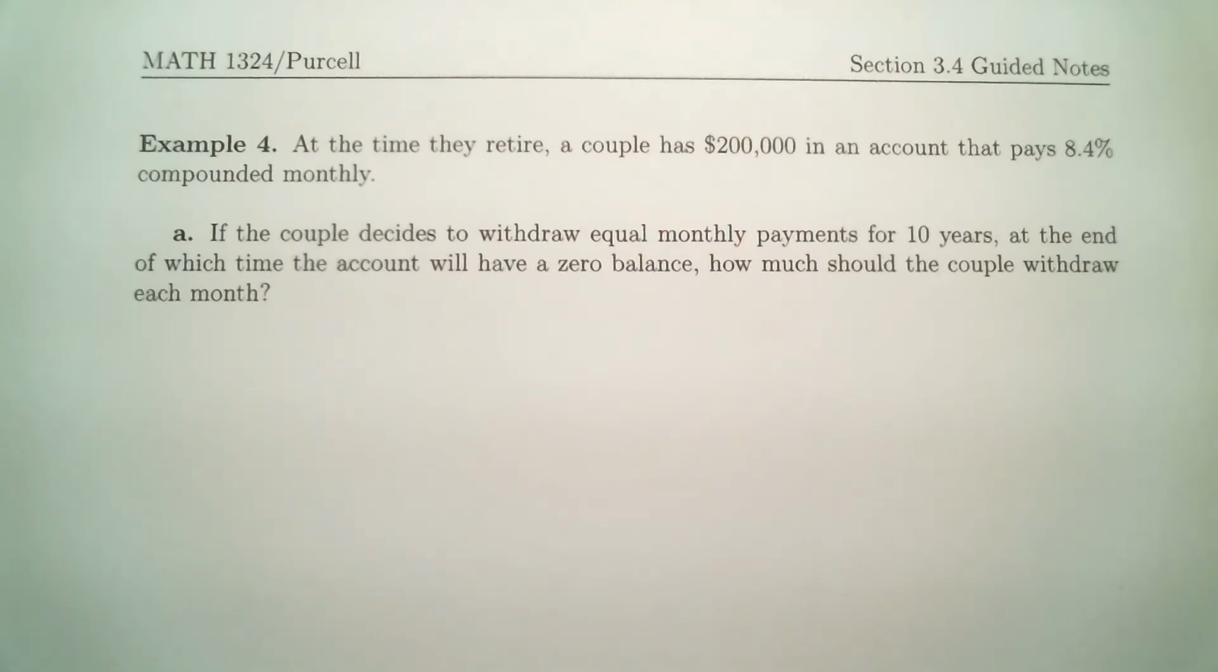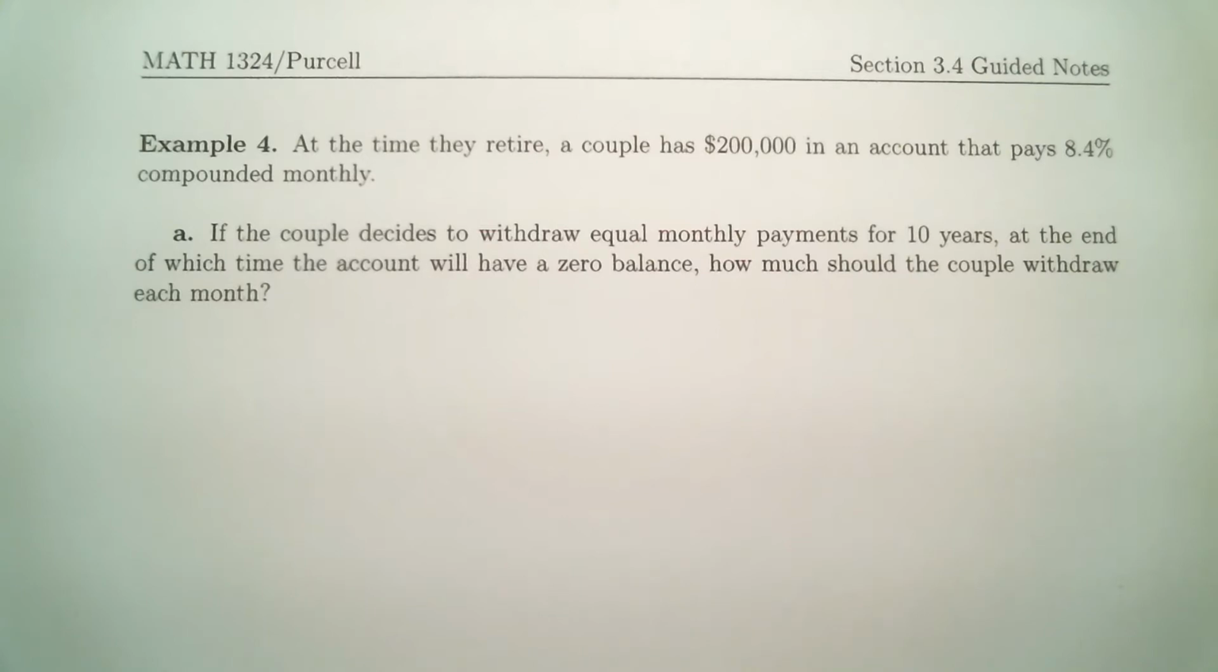Okay, so let's go ahead and read the problem. At the time they retire, a couple has $200,000 in an account that pays 8.4% compounded monthly. If the couple decides to withdraw equal monthly payments for 10 years, at the end of which time the account will have a zero balance, how much should the couple withdraw each month?